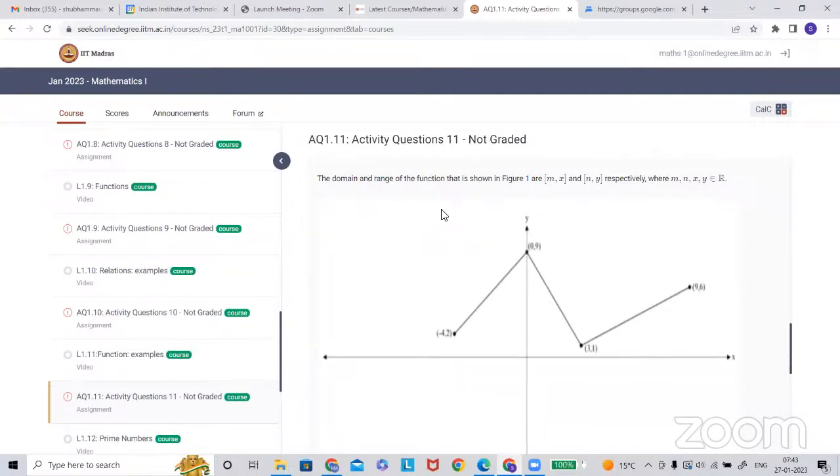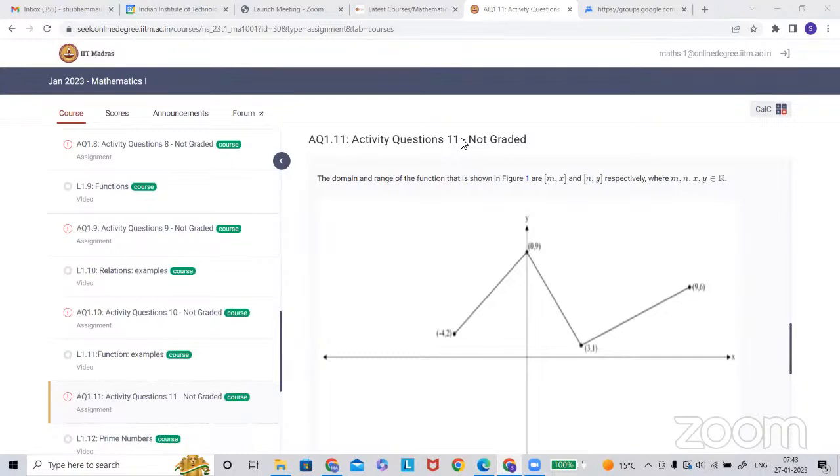Okay. So see, the domain and range of the function are shown in the figure, in figure 1 or this one, respectively, where m and n are given. Please, everyone mute, some different noise was there.